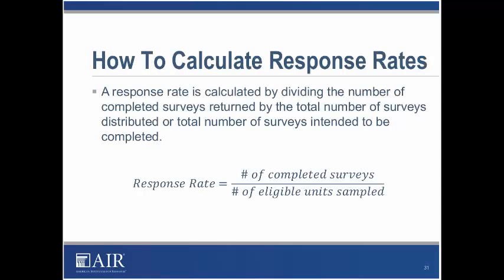So how do you calculate them? There are different methods, but the main idea remains the same no matter how you do the math. It says on the slide, a response rate is calculated by dividing the number of completed surveys by the total number of surveys distributed or the total number of surveys intended to be completed. One of the key terms there is eligibility, and how we define eligibility depends on the nature of the survey. In some cases, everybody we try to survey is eligible. In other surveys, it may be different. For example, in a mail-based household survey, we usually consider unoccupied or vacant houses ineligible, and so these houses wouldn't count during the calculation of a response rate.